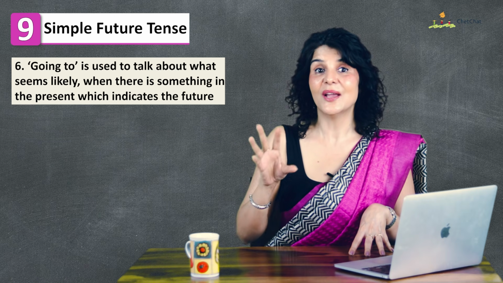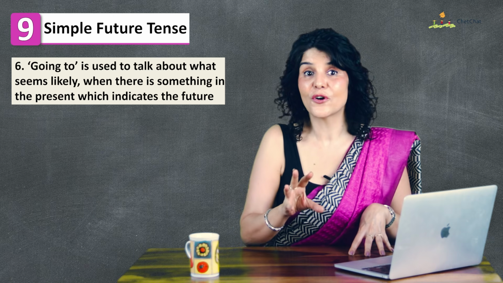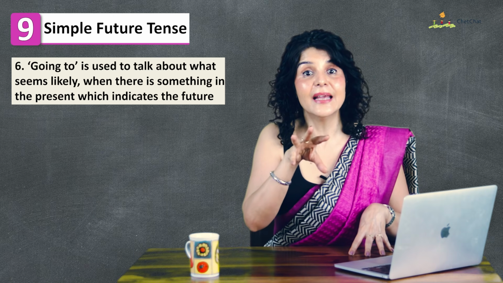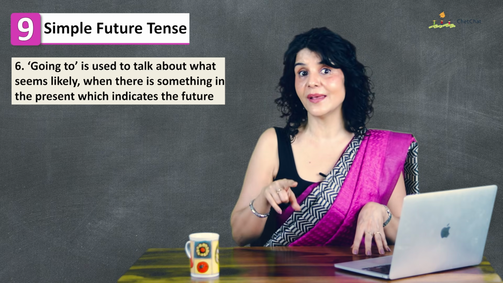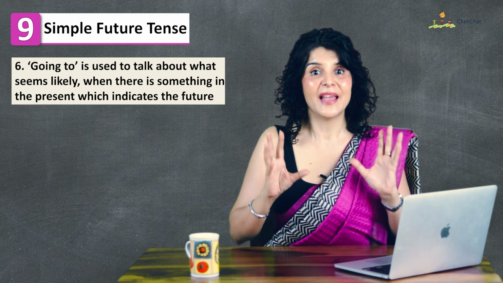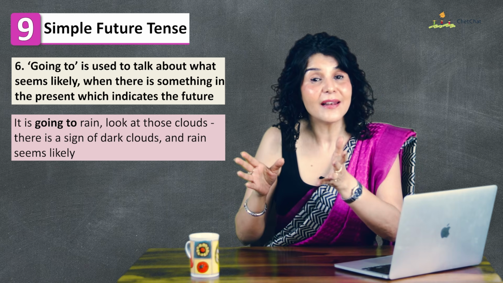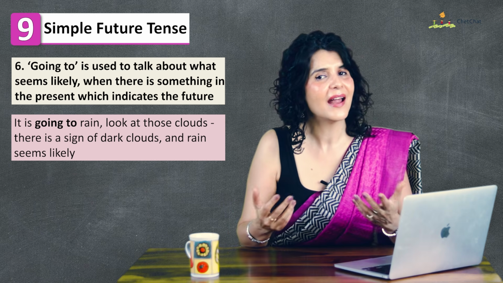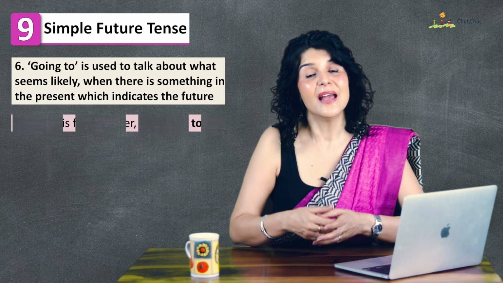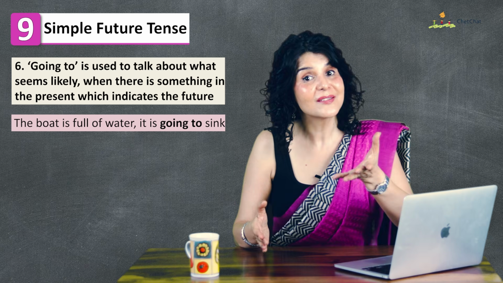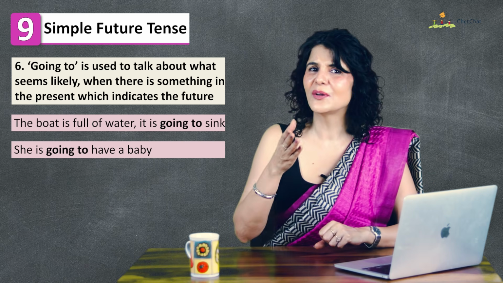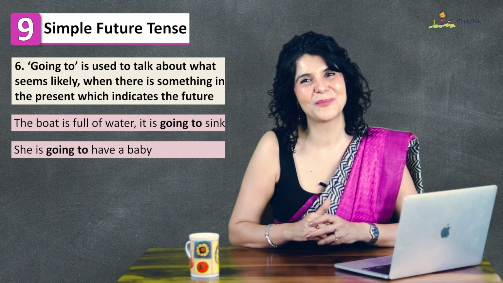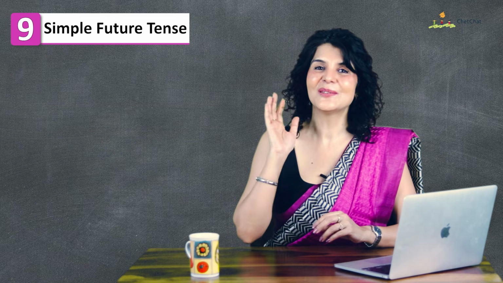Use number 6. We also use going to talk about what seems likely when there's some clue in the present. For example, it's going to rain. Look at those clouds. There's a sign of the dark clouds already, and rain seems likely. The boat is full of water. It's going to sink. She's going to have a baby. She looks pregnant.